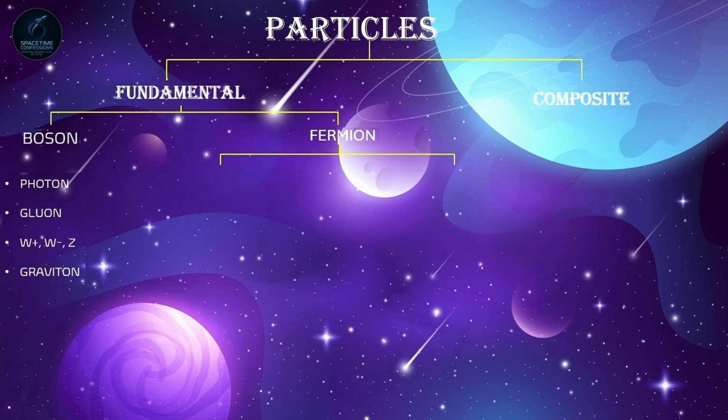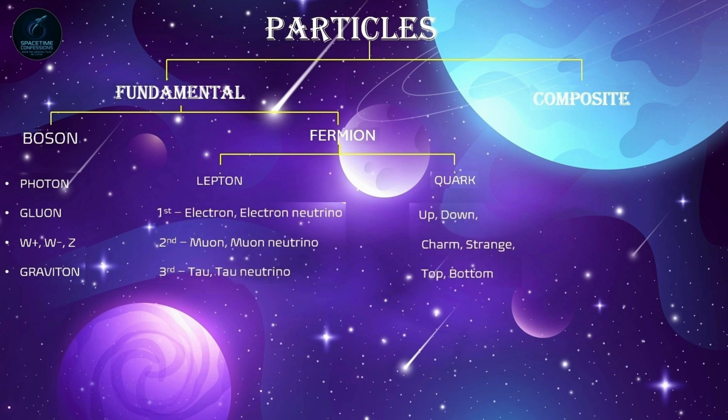Fermions break down into two categories: leptons and quarks. There are 12 of them in total: 6 quarks and 6 leptons, organized into 3 generations. Alright, we've met the solo acts, the fundamental particles. But what happens when they team up? That's when the composite particles come into action.